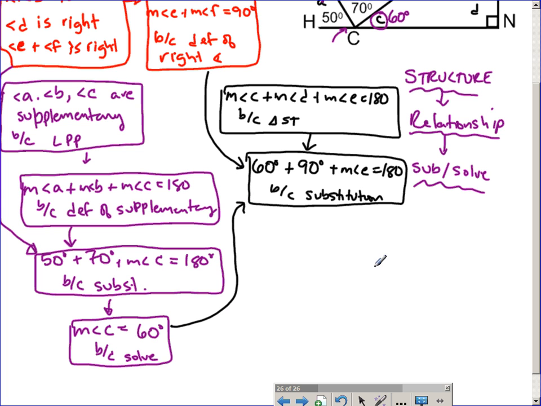From here, now it's a simple solve step. Measure of angle C. Excuse me, measure of angle E. 60, 90, that's 150, so that should be 30 degrees left over. And that's because I am solving like a boss.